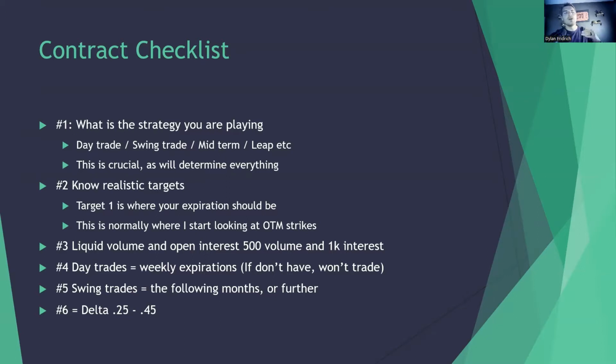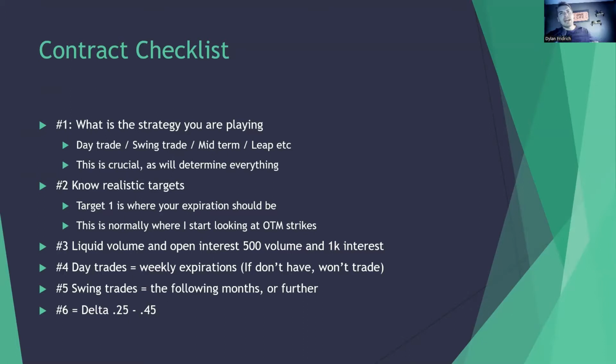Okay. You need to know how long it's going to take, or roughly how long you could expect it to take, as well as your targets. This is where I'm going to start looking for my strike prices: my first target. Almost always, this is how I pick my targets. Okay. We need liquid volume and open interest. So let's say 500 volume and 1K interest minimum. And ideally it should be more than that, guys.